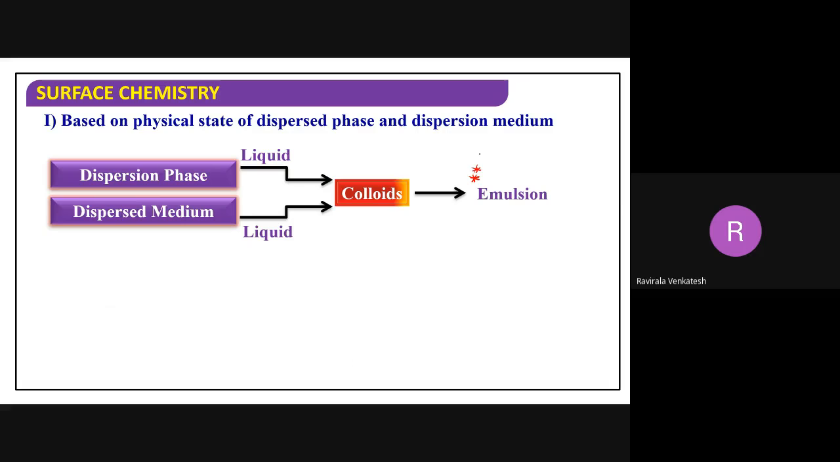Emulsions are very, very important. What is the definition of emulsion? Emulsion means when the dispersion phase is liquid and the dispersion medium is liquid, in that case that colloid solution is called an emulsion. Dispersion phase liquid, dispersion medium also liquid. In that case, the colloid solution is called emulsion solution.